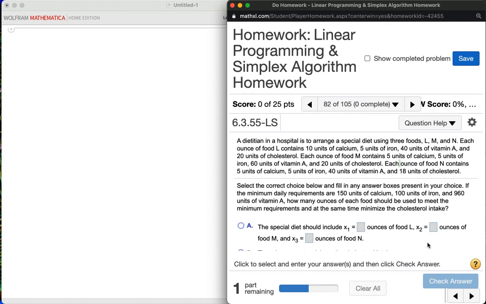Let me just, hold on one second. Let me just put away some stuff on the desk very quickly.